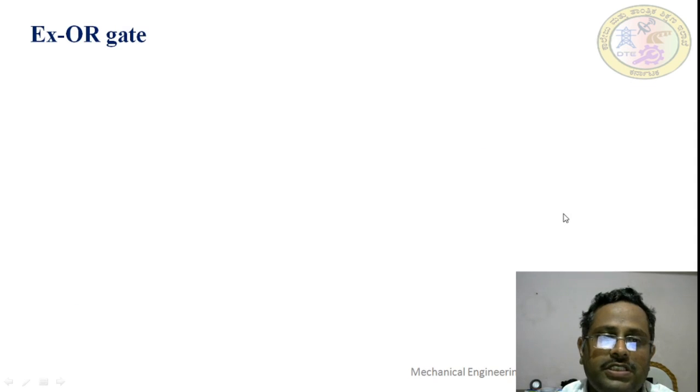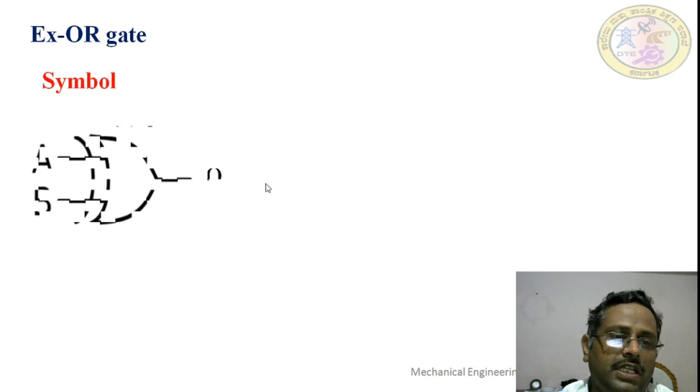Next we will see the XOR gate. This XOR gate is constructed by using NAND, NOT and NOR gates. Here the output is high when the inputs are different. If the inputs are the same, the output is low. The symbol for the XOR gate is this one, an OR gate with one curve behind it.